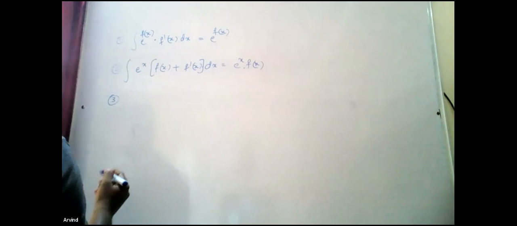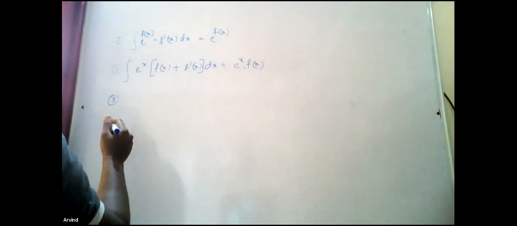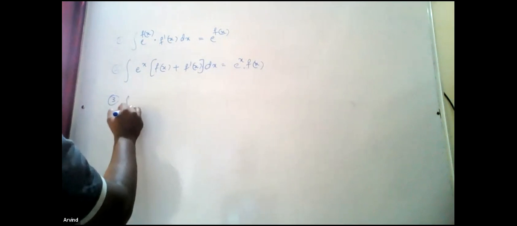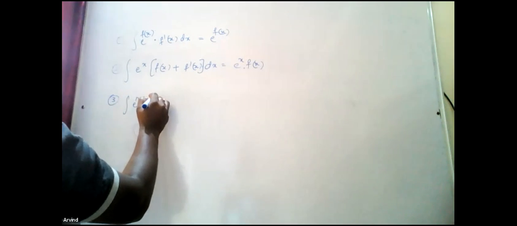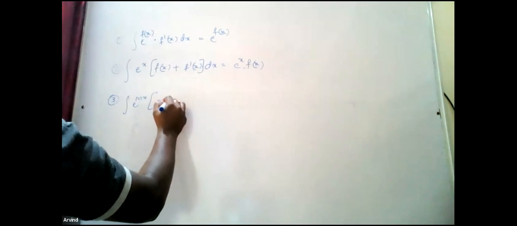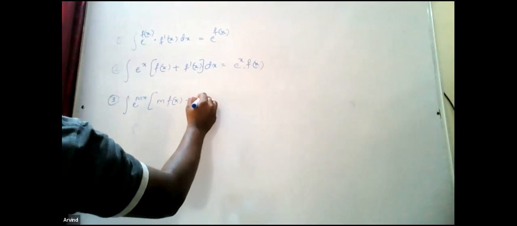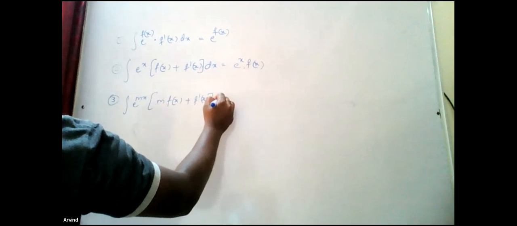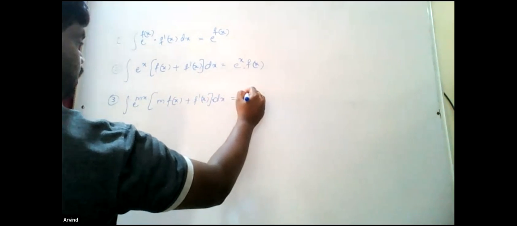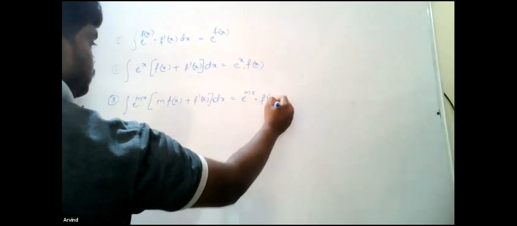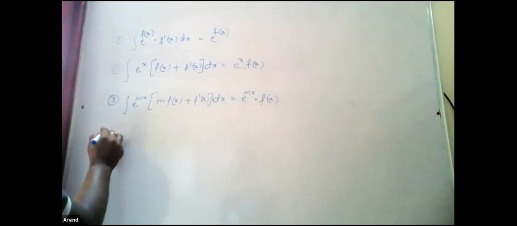Third one, same thing. If it is like this, e power mx into m times f of x plus f dash of x dx, that will be equal to e power mx into f of x. These formulas might not be there, so I'm going to give that. Yeah, so these are enough.